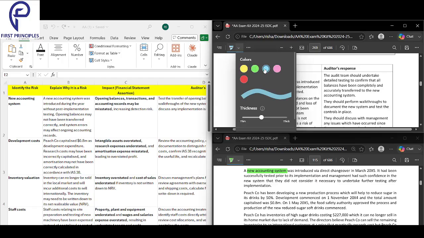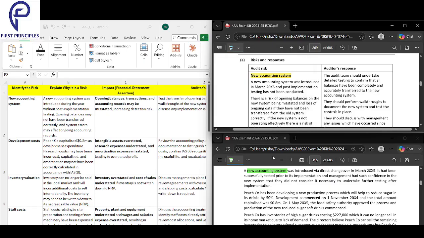Why is it a risk over here? Because what did these guys do? It has been successfully tested. It had been successfully tested prior to implementation.